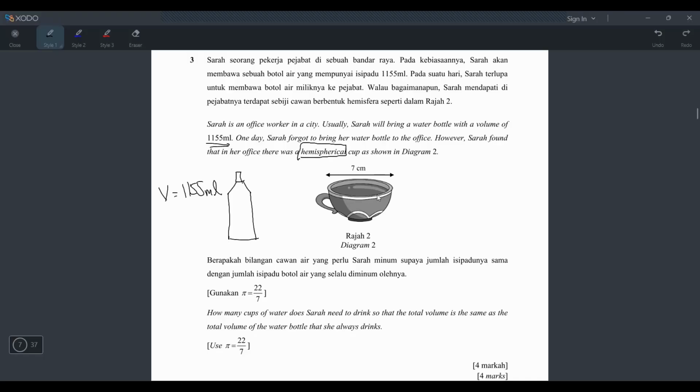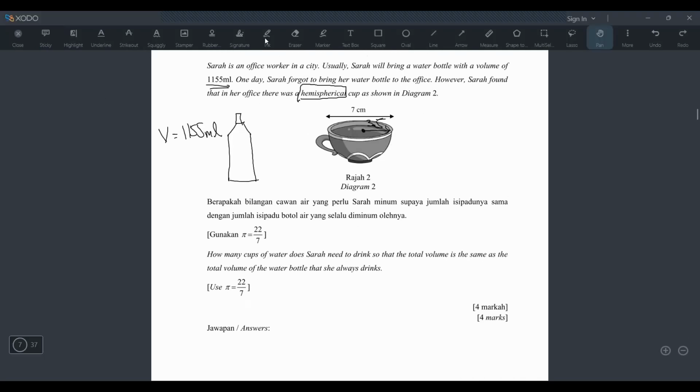Hemispherical. So this is a hemisphere. It means half a sphere, and we can see the sphere diameter is 7. So it means the radius is 3.5. Why do I write like this? Because usually when we do sphere, hemisphere, we always use radius. No one uses diameter.